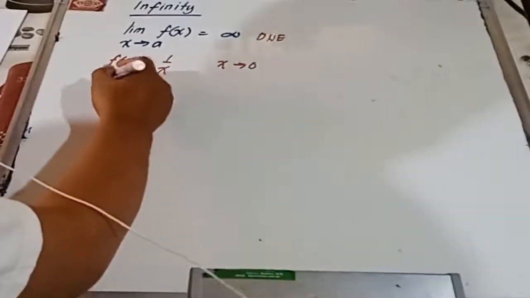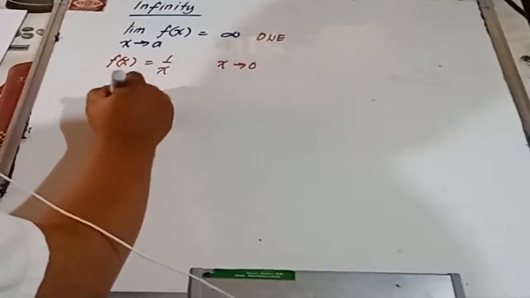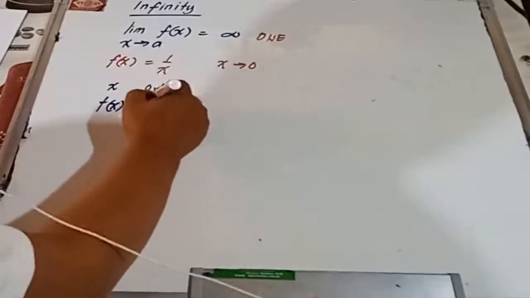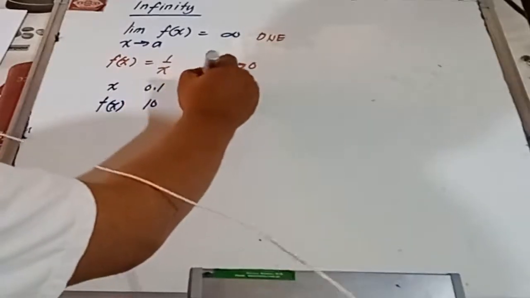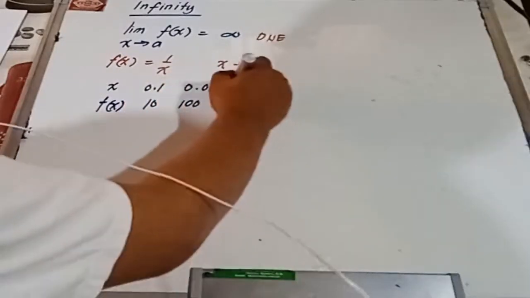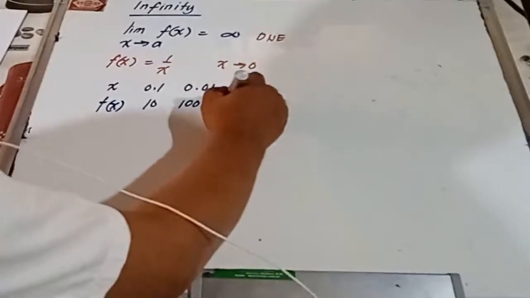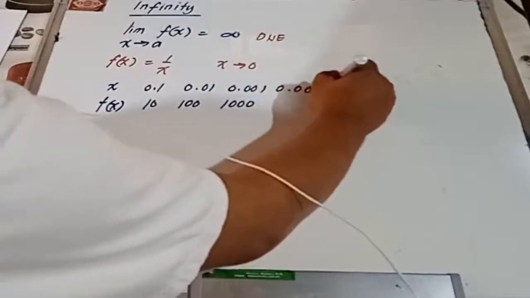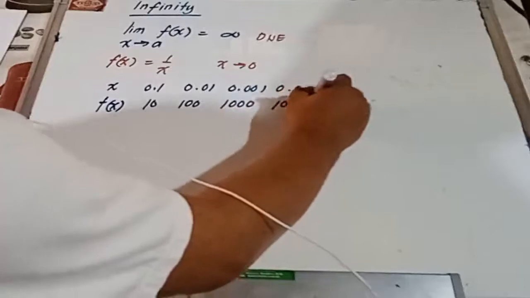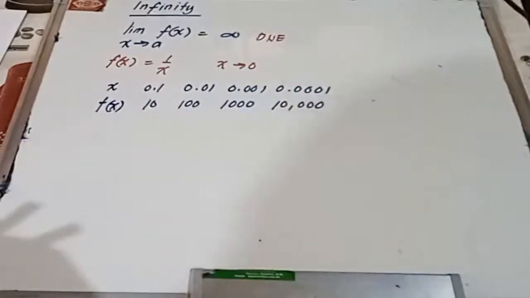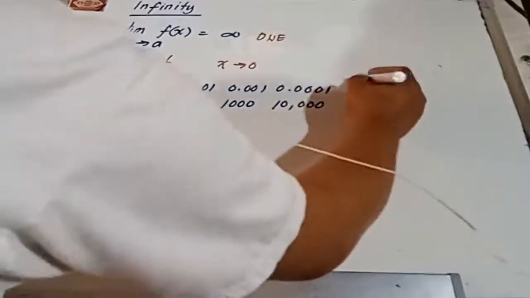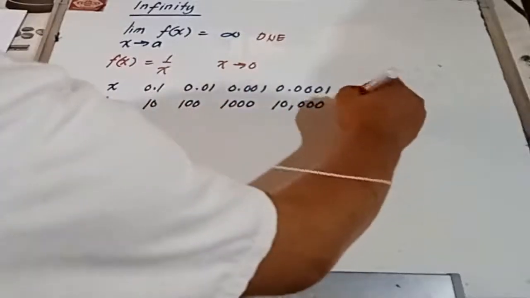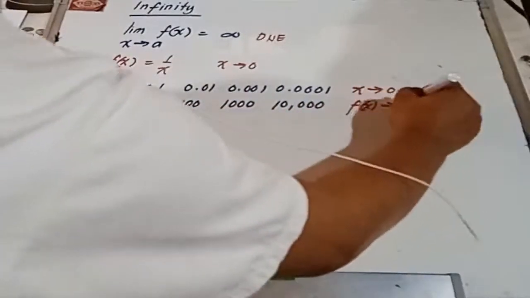Okay? Let's say x, here is our f of x. Let's start with 0.1. If x is 0.1, of course, 1 divided by 0.1 is 10. If x is 0.01, this will be 100. If x is 0.001, f of x is 1,000. And if x is 0.0001, we have here f of x equals 10,000. So, ano mapapansin natin? Mapapansin natin, as x approaches 0, f of x is approaching infinity.